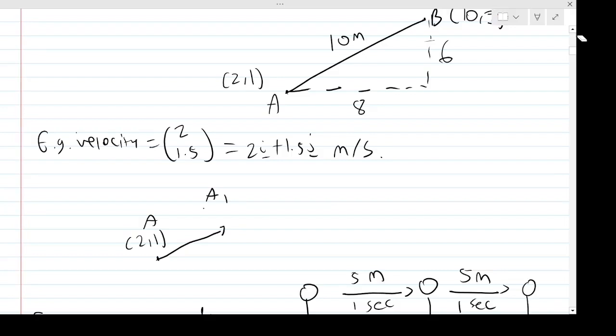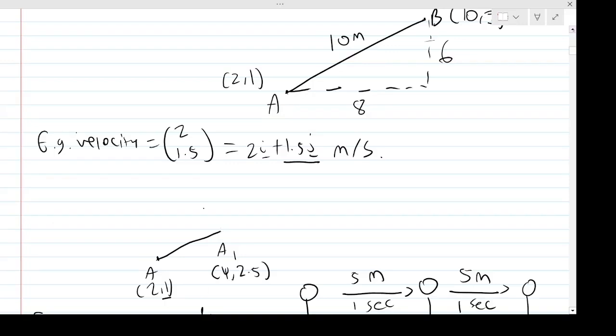We start at A at (2, 1). Now after 1 second, we're at the point A1, which means we need to add 2i and 1.5j. So we're going to add 2 to my x value, because 2i is 2 lots of x. 2 is originally the x value, so I add another 2 and now x is 4. Originally y is 1 at A, so now I move by 1.5, and it'll be 2.5. After 1 second, I'm at this point A1, this coordinate here.